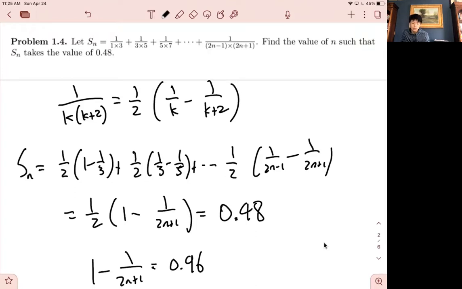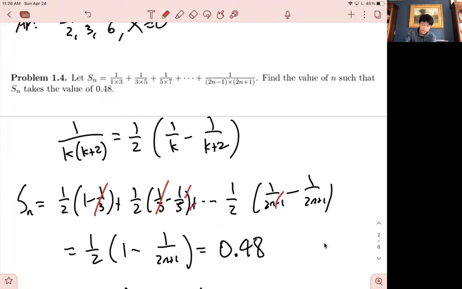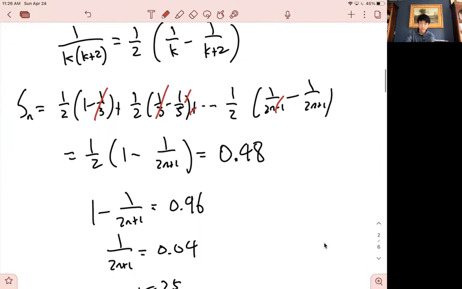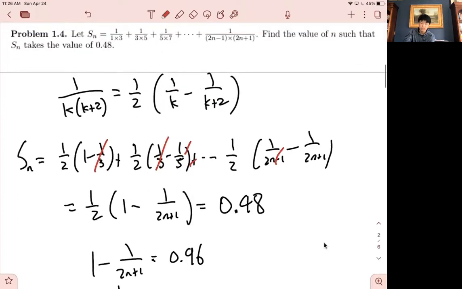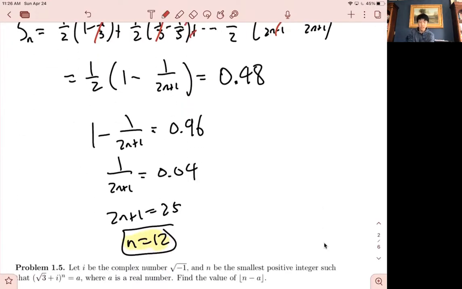When we write out S of n, we get 1/2 times 1 minus a third, plus 1/2 times a third minus a fifth, plus all the way up to 1/2 times 1 over 2n minus 1 minus 1 over 2n plus 1. As before, since we're telescoping, this cancels, and so we're left with 1/2 times 1 minus 1 over 2n plus 1. We're trying to find the value of n, so this is 0.48. Solving, this becomes 1 minus 1 over 2n plus 1 equals 0.96. So 1 over 2n plus 1 equals 0.04. Then 2n plus 1 equals 25, and n equals 12.